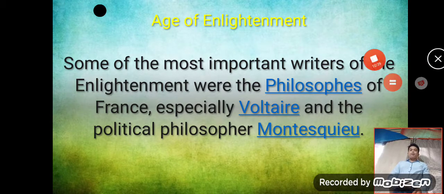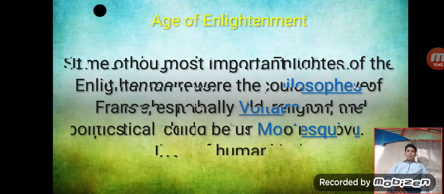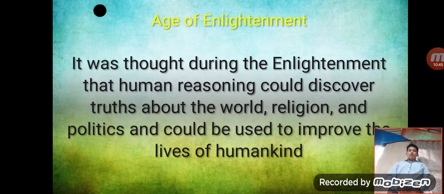So next slide. It was thought during the Enlightenment that human reasoning could discover truths about the world, religion, and politics, and could be used to improve the lives of humankind. So skepticism about received wisdom was another important idea.